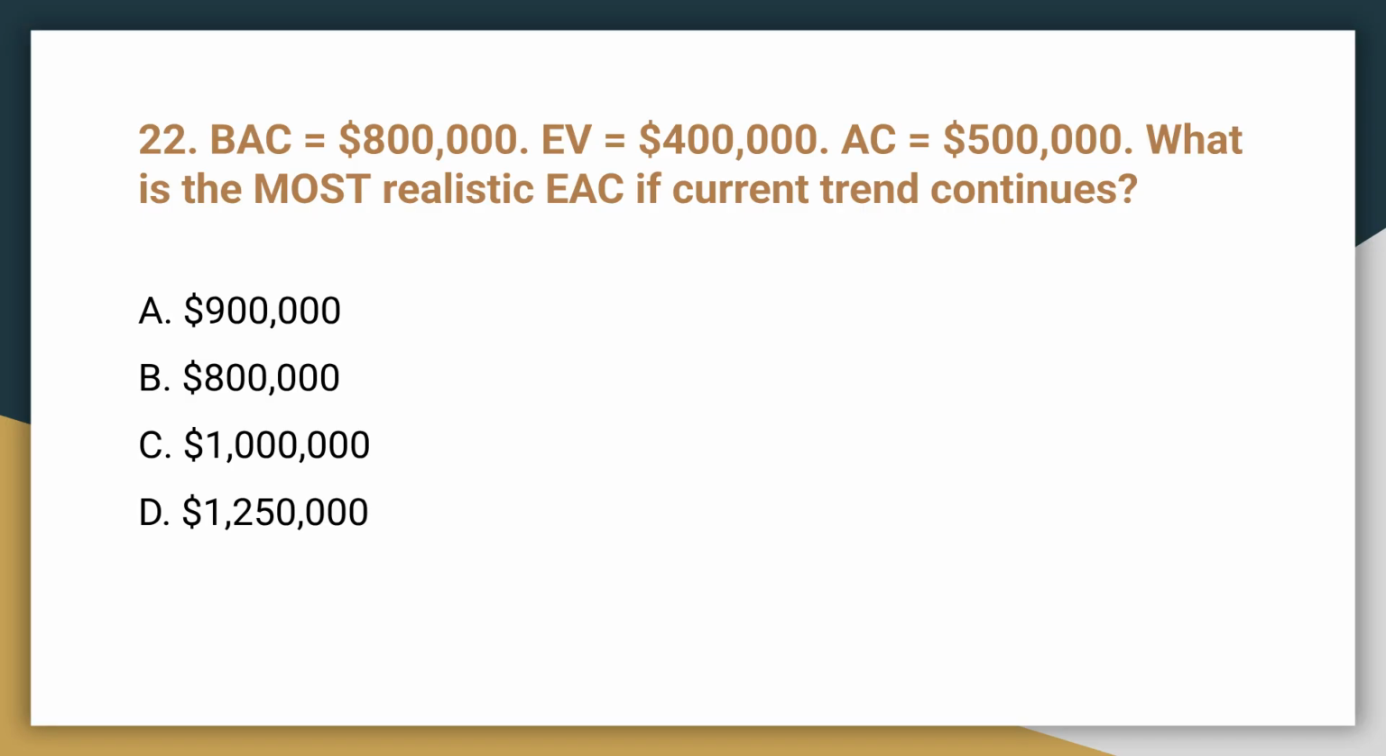Question 22. BAC is $800,000, EV is $400,000, and AC is $500,000. What is the most realistic estimate at completion, or EAC, if the current trend continues? The correct answer is C, $1 million. Assuming the current cost performance index continues, EAC equals BAC divided by CPI, which is $800,000 divided by 0.8.